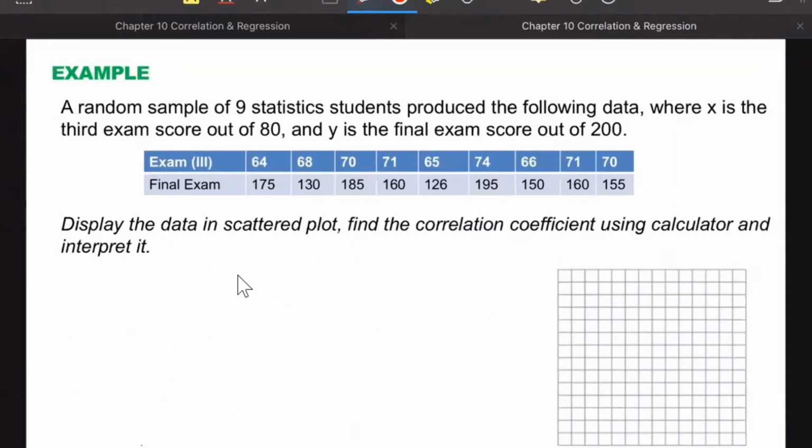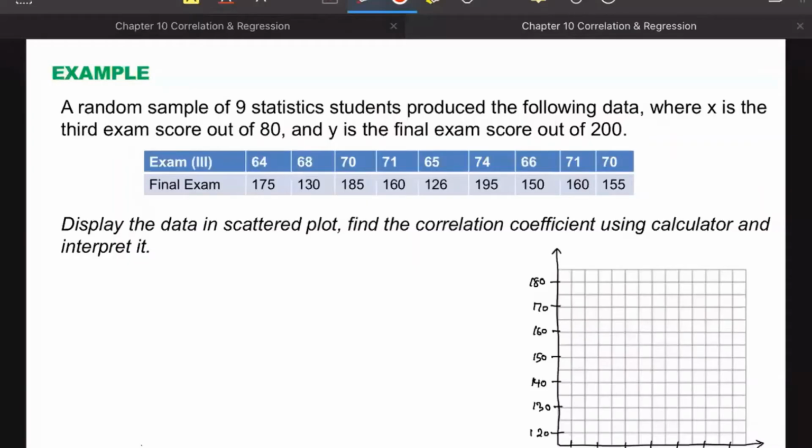The first part is to display the data in a scatter plot. So first we need to draw the scatter plot for the given data. We already learned how to create the scatter plot in the previous class. So I'm going to wait for about 5 minutes, and I want you to create the scatter plot for this given set of data. I'm going to stop recording for now. Once you are done, we'll resume again. Please work on it now.